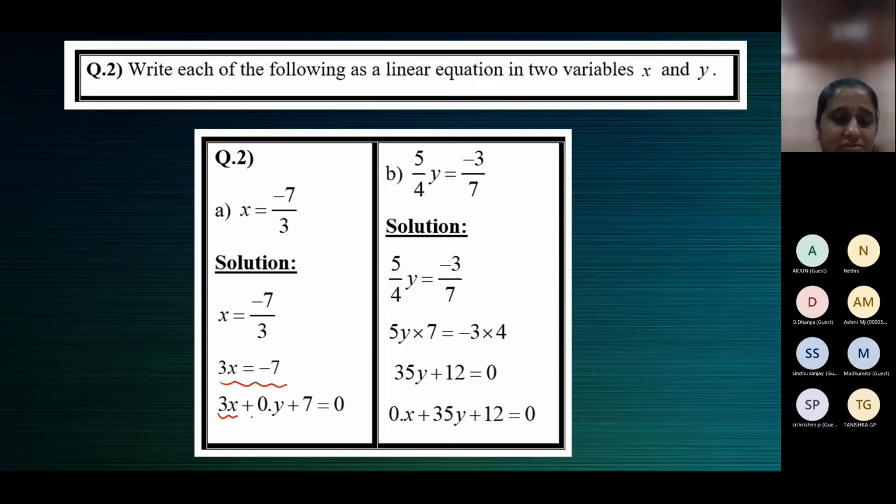So 3x plus 0y plus 7 is equal to 0 is the required linear equation in two variables x and y. You must show y also. If you write 3x plus 7 is equal to 0, you're wrong, because you must write it as a linear equation in two variables x and y. See the heading. In the second one, x is absent, so 0x plus 35y plus 12 is equal to 0.